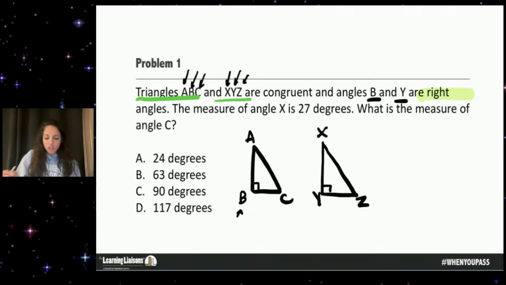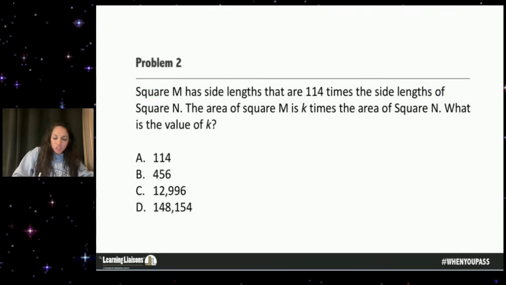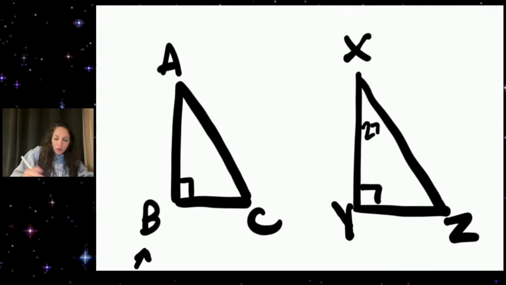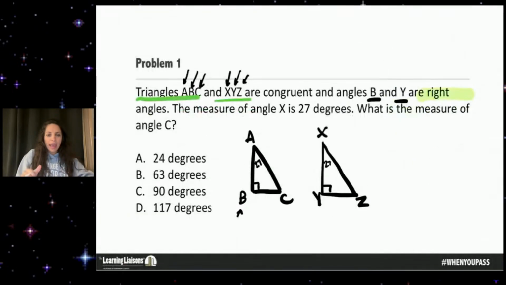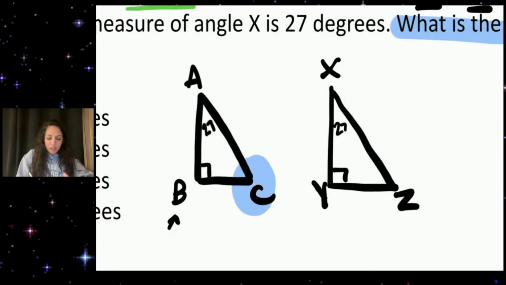And then it says the measure of angle X is 27. Well, if X is 27, then what else do we know? We know that A is 27. So I can go ahead and label this a 27 too. So A is 27, X is 27. And the question is asking, what is the measure of angle C? So I'm looking for this one.